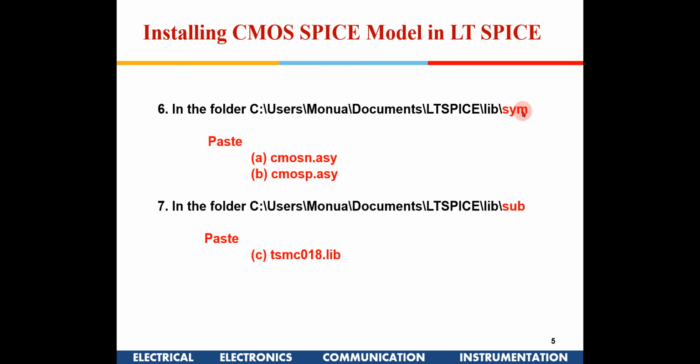In this symbol folder, we paste these two symbols which we have downloaded, CMOS N and CMOS P. They are two different symbols, so inside this folder we will paste these two. Then we go one level up, back to lib. In the lib there are two folders actually, one is sym and one is sub. In the sub we paste the .lib file.